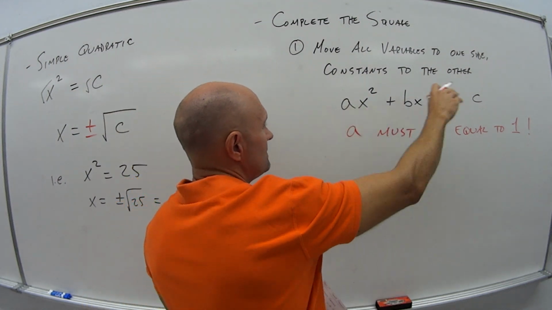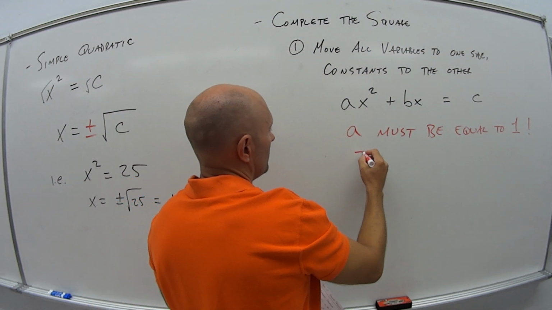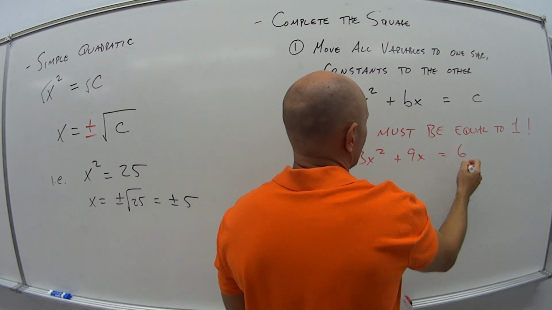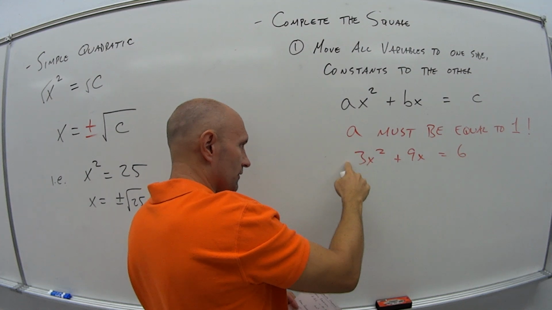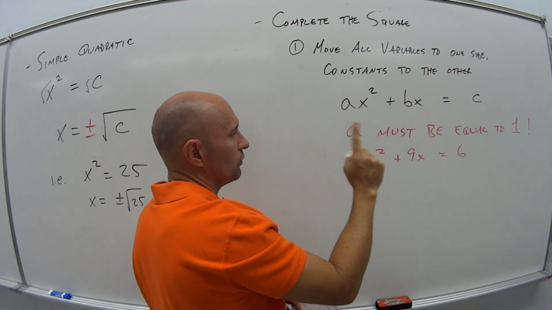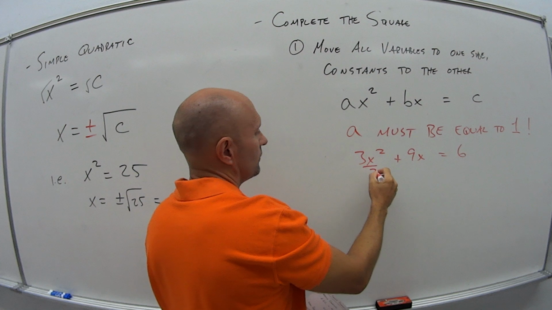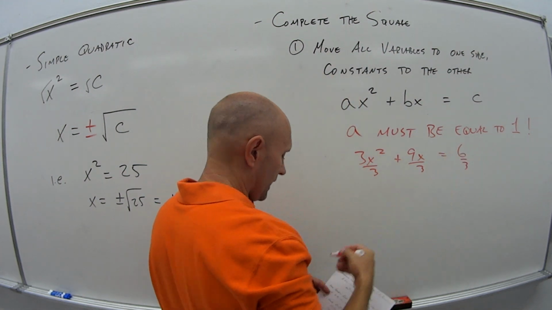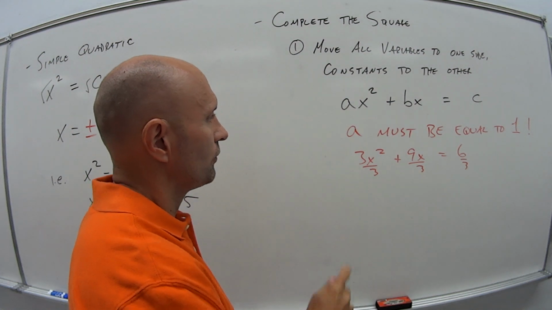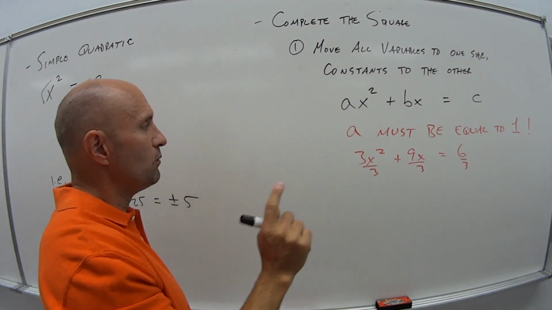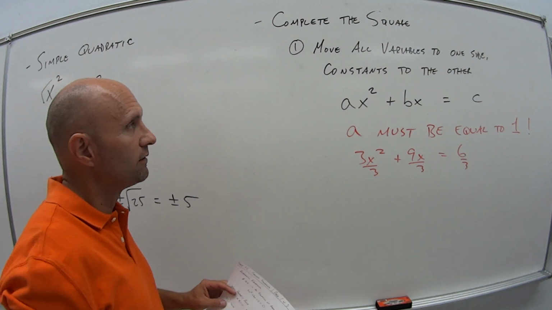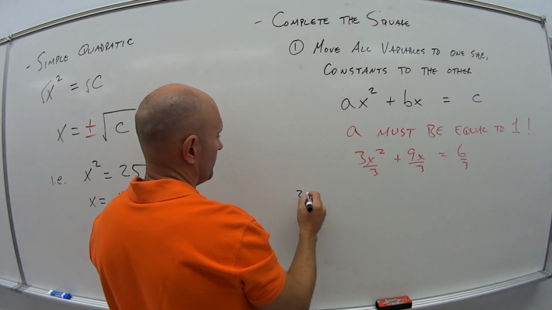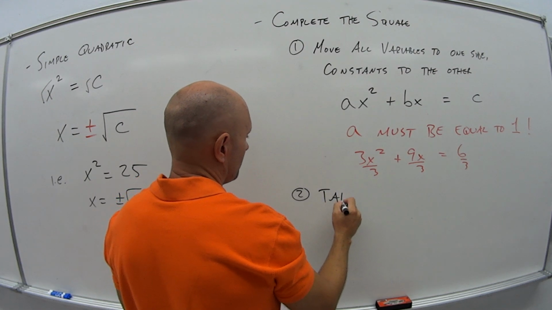So when I did this, if I had, let's say, 3x squared plus 9x equals 6, I need this value in front of my x squared equal to 1. So what would I have to do? I would have to divide everything by whatever that value is, in this case by 3. So that's critical. A must be 1 before you do any of this complete the square process. Once we have that, second step, take half of b.